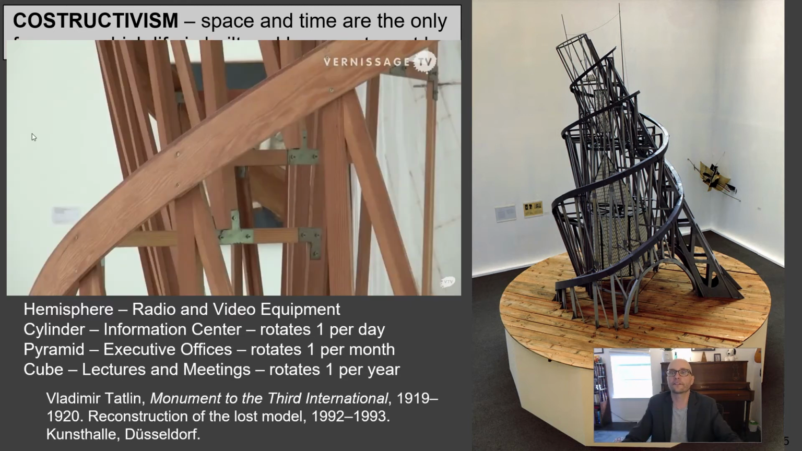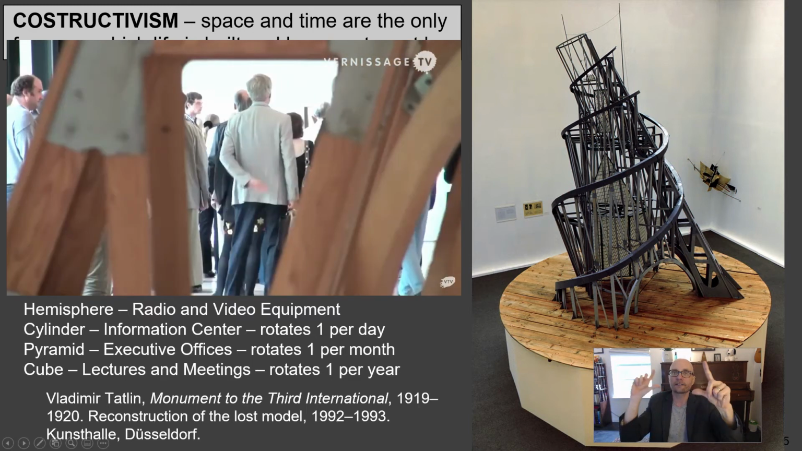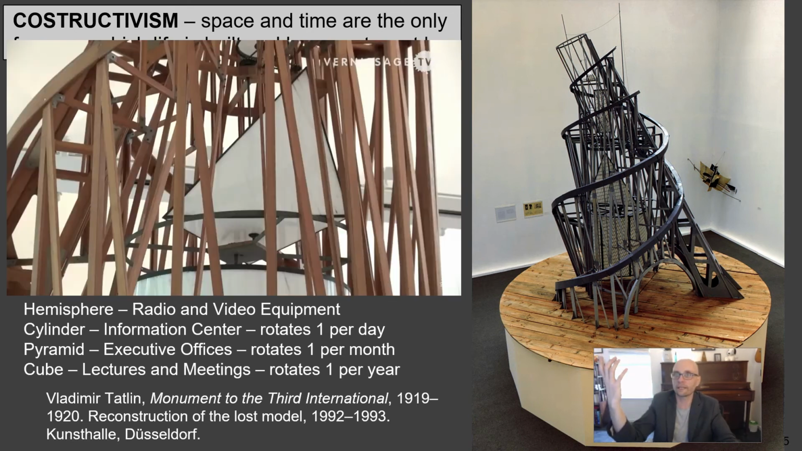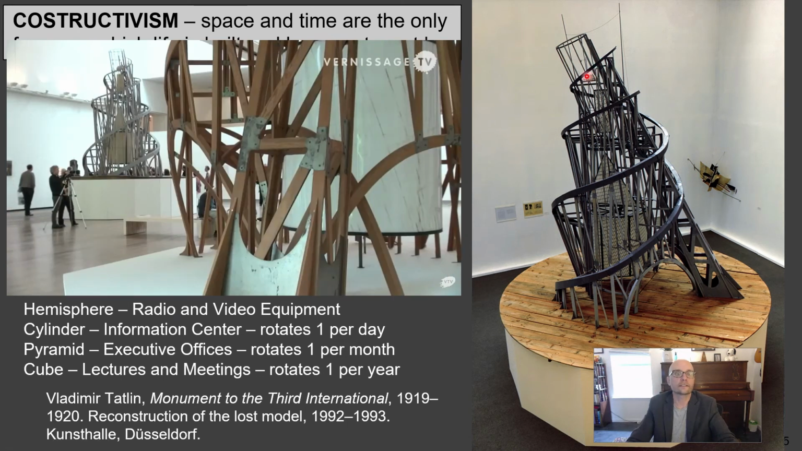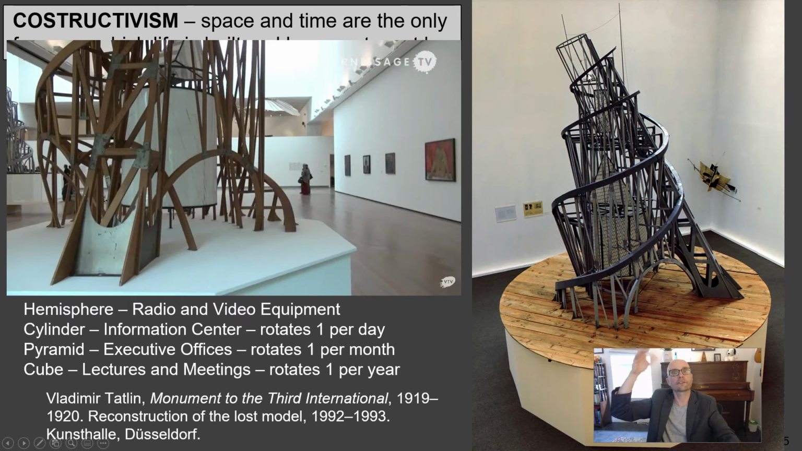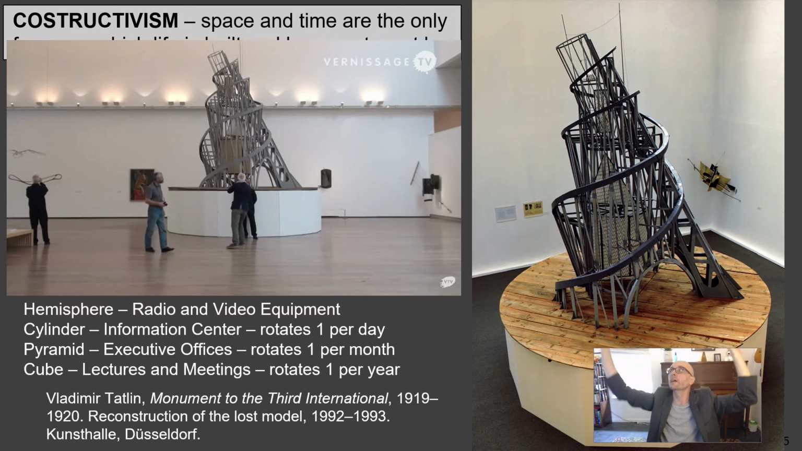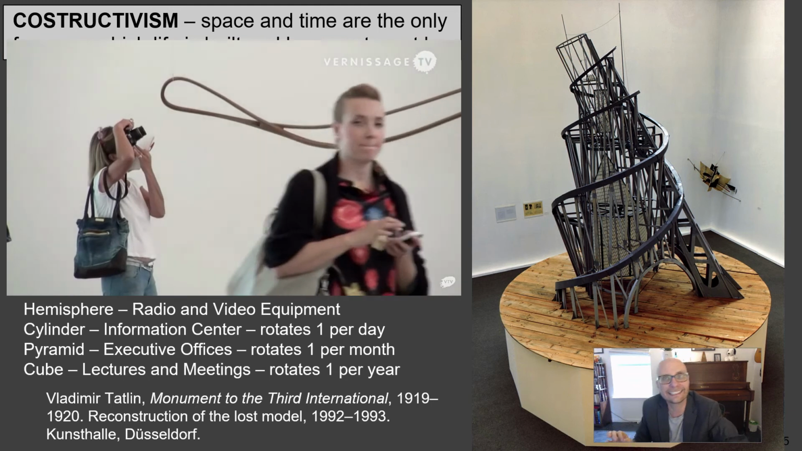The pyramid, the second story, is executive offices, and it spins once a month. There was a cylinder, which was for information and public speakers and things like that, that rotated once a day. And then at the top, there was a hemisphere, a half sphere, that was going to project radio messages and, using film, project images on the clouds. Oh my God, this is insane, isn't it?